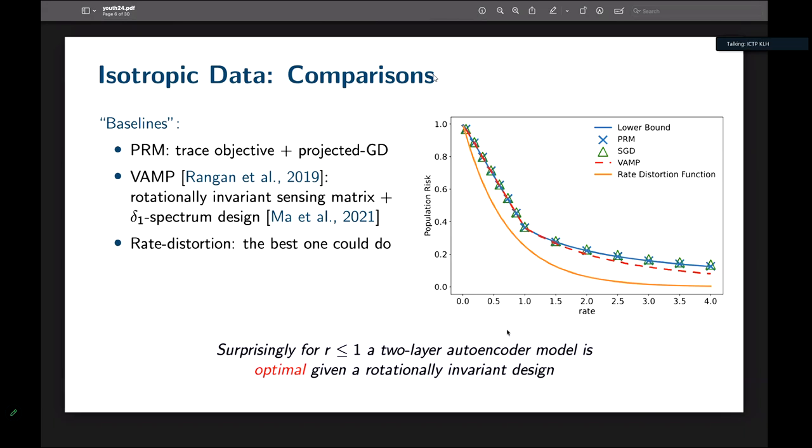In this case, it's a bit surprising because it means that a two-layer autoencoding model is optimal given the rotationally invariant design. What happens with VAMP in this case is basically that it converges in one step, and it kind of mimics the architecture of the autoencoder. Now, we can still see that we are quite far away from the rate distortion function, which is in orange. And frankly speaking, in order to alleviate that, you might consider not a shallow encoding, but something much more powerful, probably like error correcting codes, but it's quite ambiguous how to map them into any NN-based architecture. That's it, yeah.